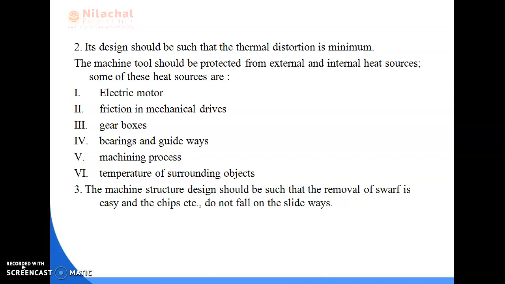surrounding objects. The machine structure design should be such that the removal of swarf or chip or cut material or waste material should be very easy. Means that chips would not fall on the slideway. If it falls on the slideway, it will get stuck there and it will interrupt the machining process.